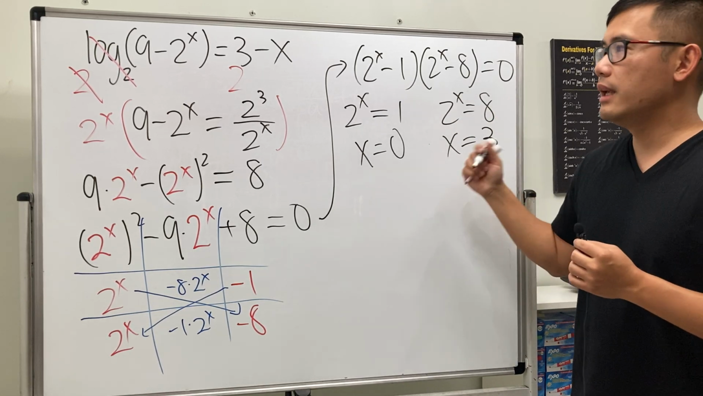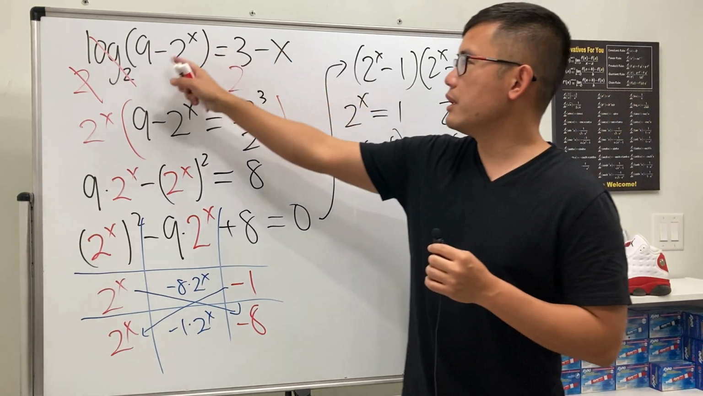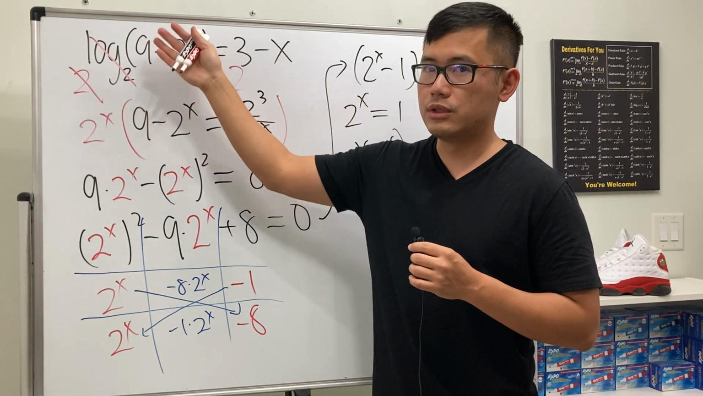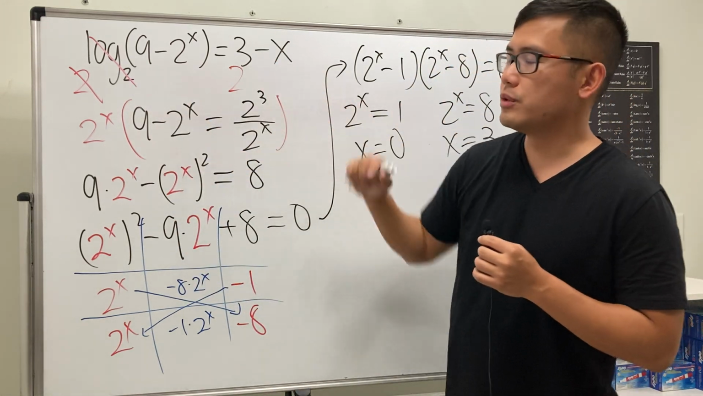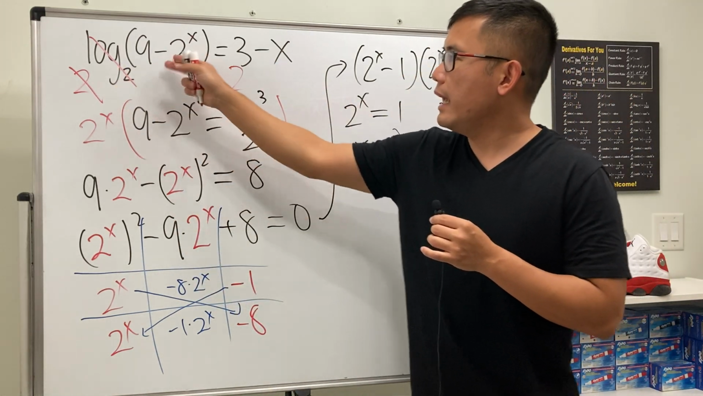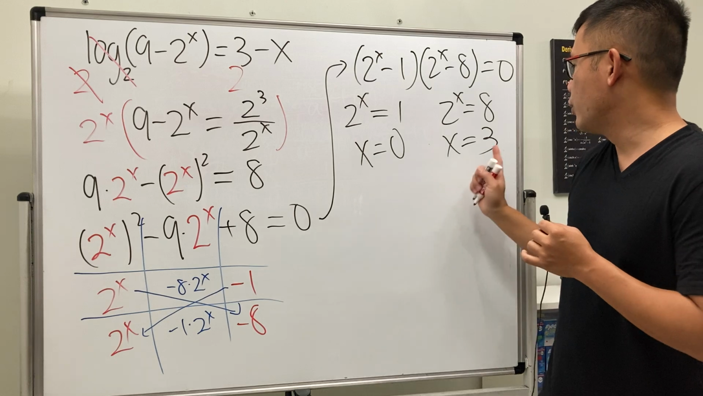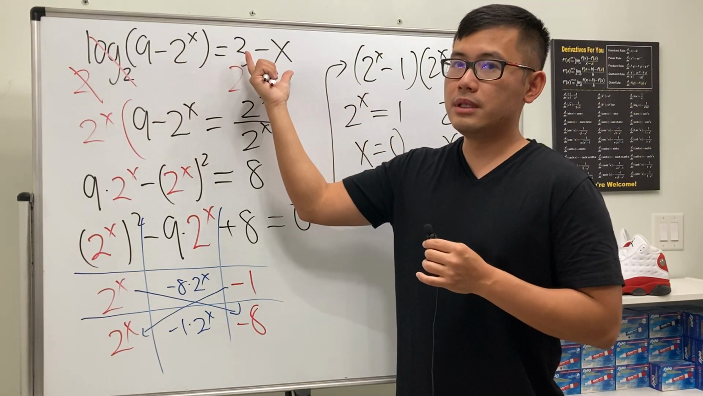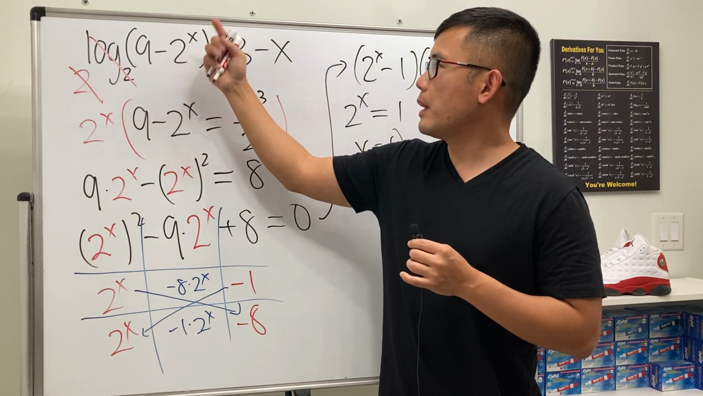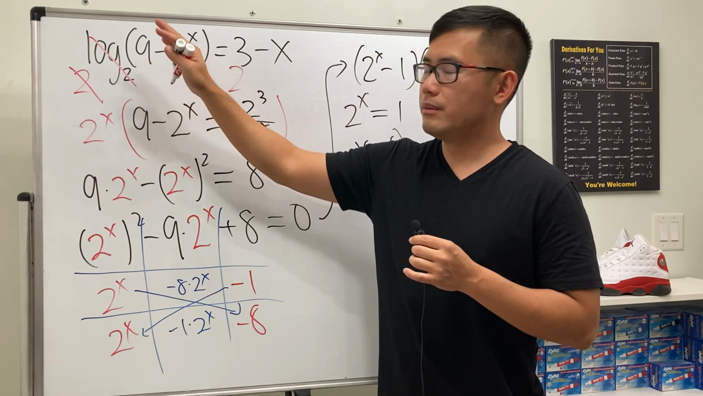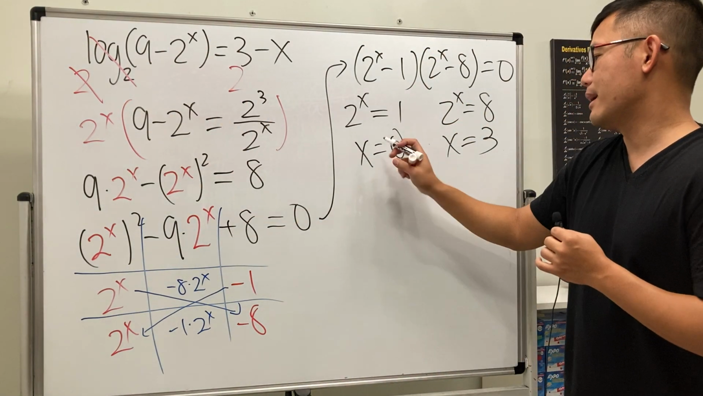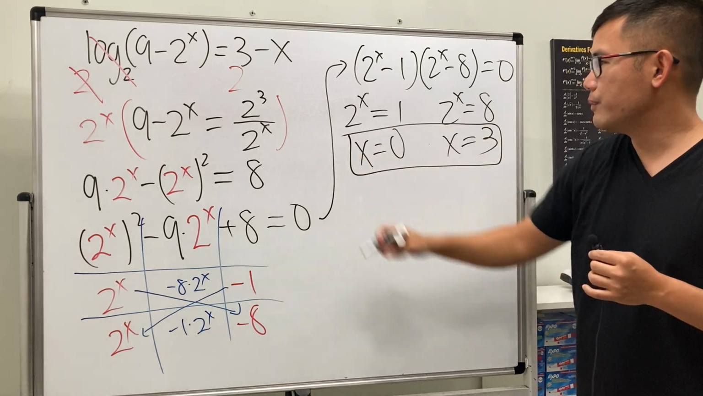Do they work? Yes, they do. Just double check. Put the 0 here. This is 9 minus 2 to the 0, which is 1, then that will give us 8. And then put 0 here, that will be 3. Log base 2 of 8 is indeed equal to 3. And then when you put 3 in here, this will be 0, and 2 to the third power is 8. 9 minus 8 is 1. That will give you 0. Yeah, so very nice. They both work.